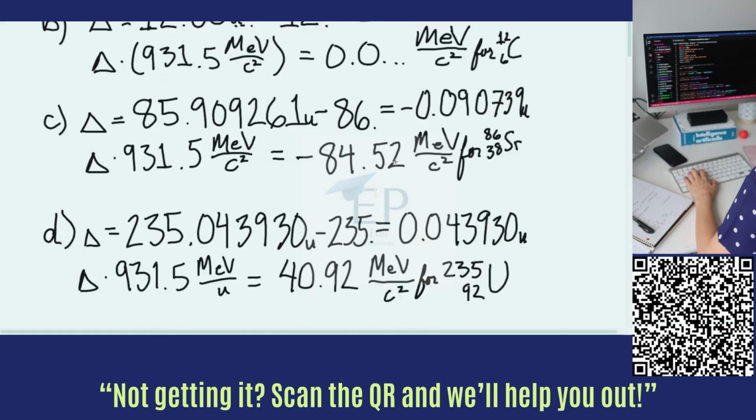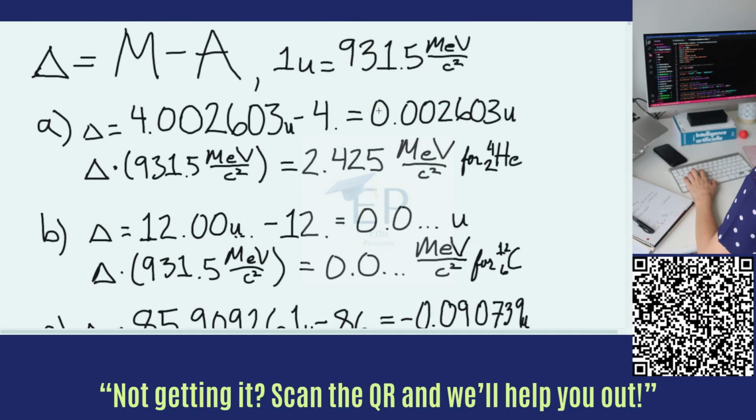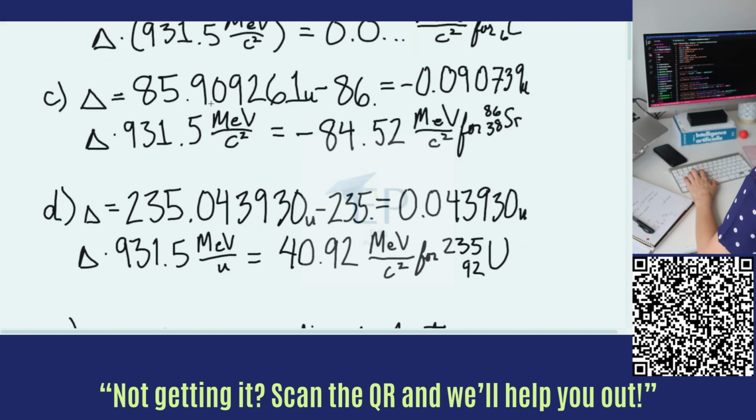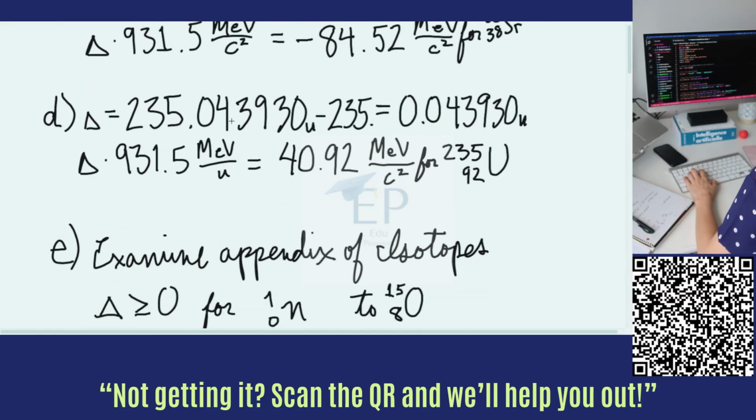So looking at these, we went to a light and a moderate element, which both had positive mass excess values. We went to a mid-range one, strontium, which had a negative mass excess. We went to a heavy element, uranium-235, and had another positive mass excess.